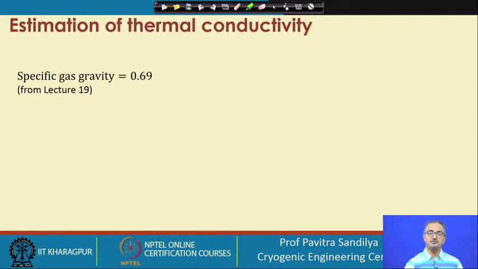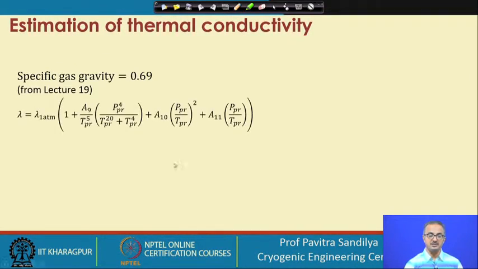Now, after this we come to the estimation of thermal conductivity. This is one expression given, and in this we find that this thermal conductivity depends on the thermal conductivity at 1 atmosphere. So, first we shall see how to estimate this conductivity at 1 atmosphere, to which we put some correction factor to get the actual thermal conductivity.